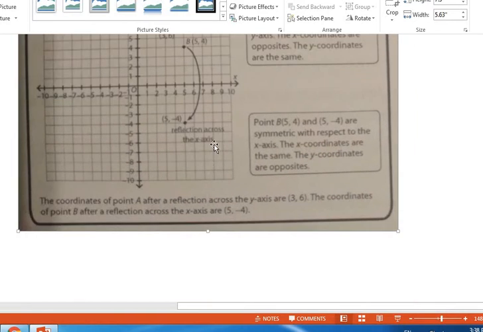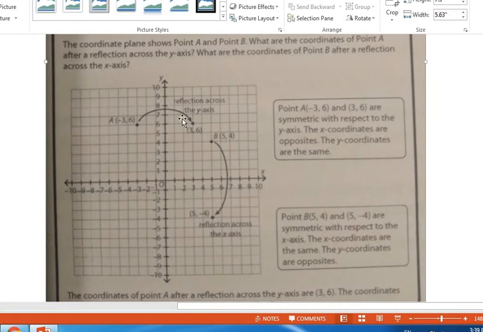The coordinates of point A after a reflection across the y-axis are 3 and 6. The coordinates of B after reflection across the x-axis are 5 and -4. I think it's very clear now.